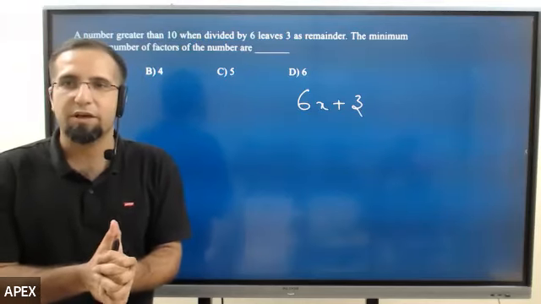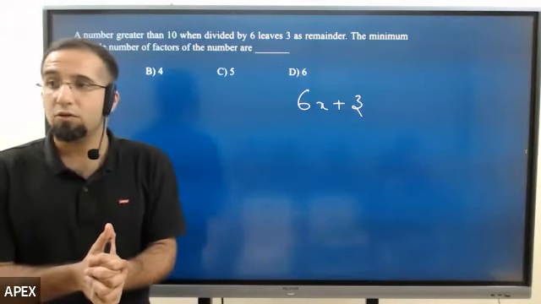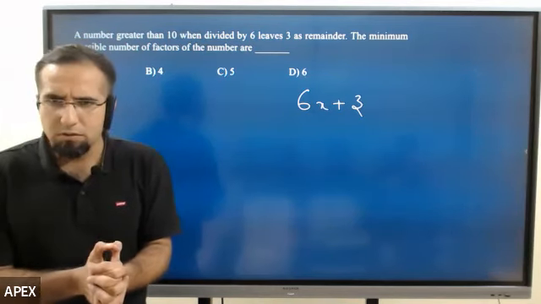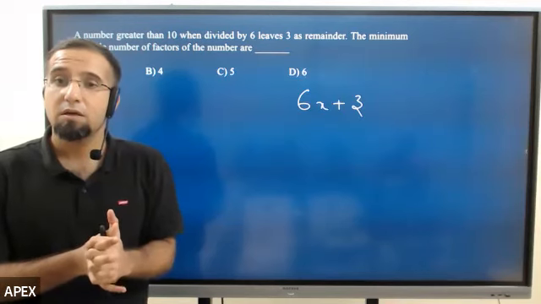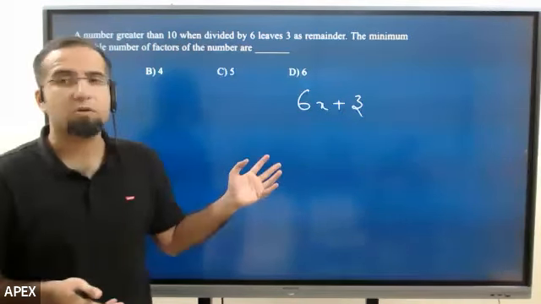How many of you solved this question correctly? Others no. Why no? Did you attempt this question? Why? You overlooked it. Third question.